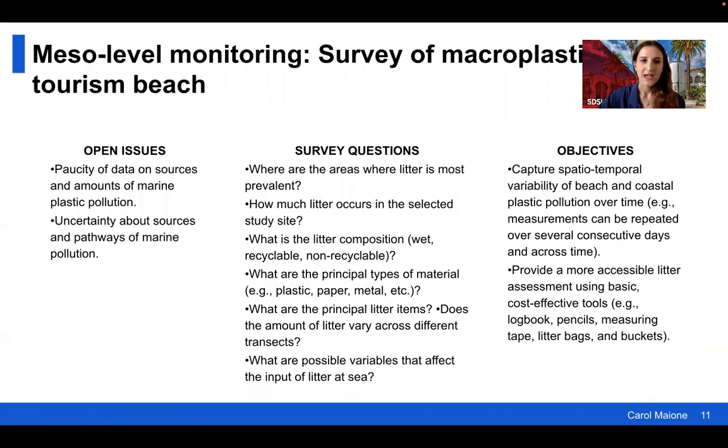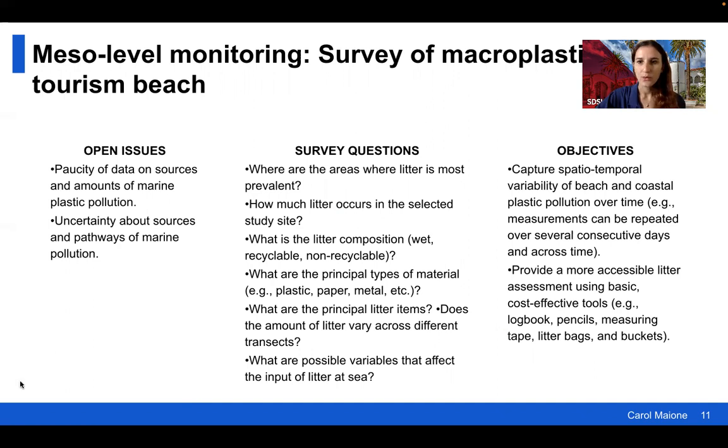in San Diego. And the open issue that we wanted to tackle for this approach was the lack of data on sources and amounts of marine plastic pollution and the uncertainty about the sources. So some of the survey questions were: what are the areas where the litter is most prevalent, how much litter occurs on this site, what is the litter composition, including recyclable, non-recyclable, how much of this is plastic, what are the principal litter items, especially concerning plastic, and how does this amount vary across different transects, and also what are possible variables that can affect this plastic going into the sea.